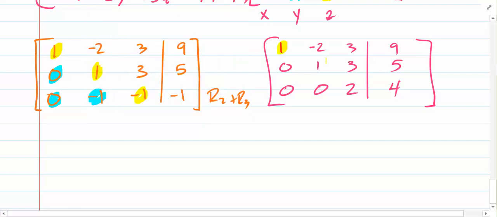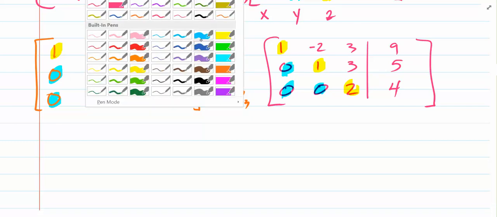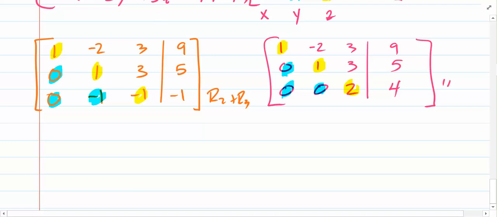We want ones here, and then we want to get, again, zeros here. So what am I going to do? Multiply the third row. There you go. I want to do 1/2 of row number 3, giving us a half of row 3.